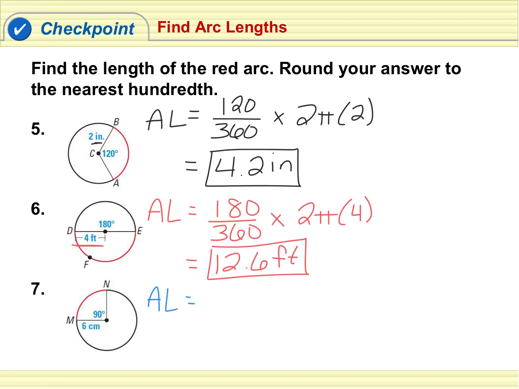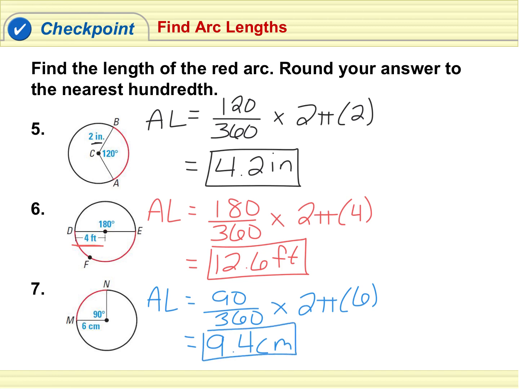All right, that last one. Arc length, what's my ratio? 90 over 360 times 2 pi times 6. What'd you guys get for that one? 9.4 what? Centimeters. Good.